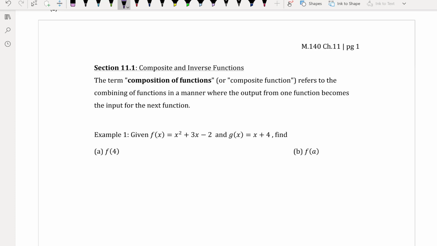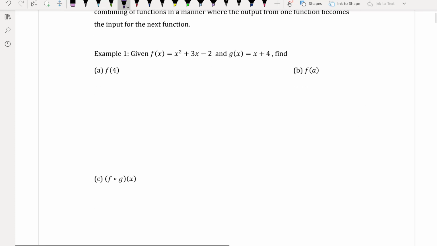Today we're going to be going over section 11.1, which is about composite and inverse functions. The term composition of functions, or composite function, refers to the combining of functions in a manner where the output from one function becomes the input for the next function. Here we have our function f of x and our function g of x in the first example. For the first one, it says find f of 4.